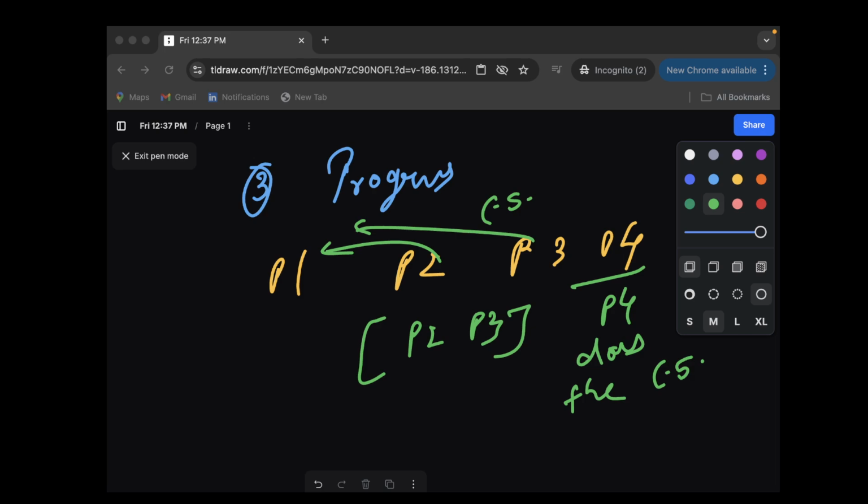Only one process. Okay, we saw the critical section thing, but then let's come back. There's something that we need to discuss here. So basically, we need to avoid deadlock as well, right?